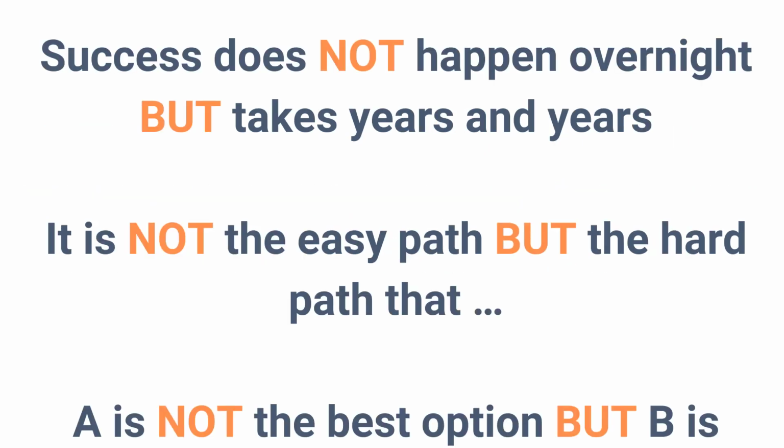So let me show you some examples that I've just written. Success does not happen overnight, but takes years and years. And then taking the opposites that we've just seen, easy and hard: it is not the easy path, but the hard path that will get us success. A is not the best option, but B is.